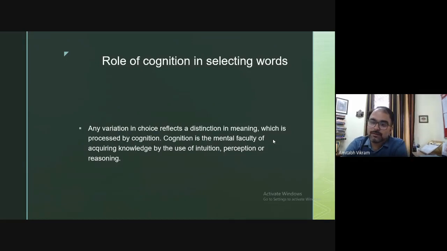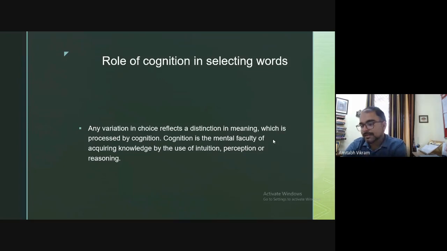So now what is the role of cognition in selecting words? What is cognition? First of all, cognition is the mental faculty of acquiring knowledge by the use of intuition, perception, or reasoning. That is one thing. And how cognition plays an important role in selecting words: any variation in choice reflects a distinction in meaning, which is processed by cognition.